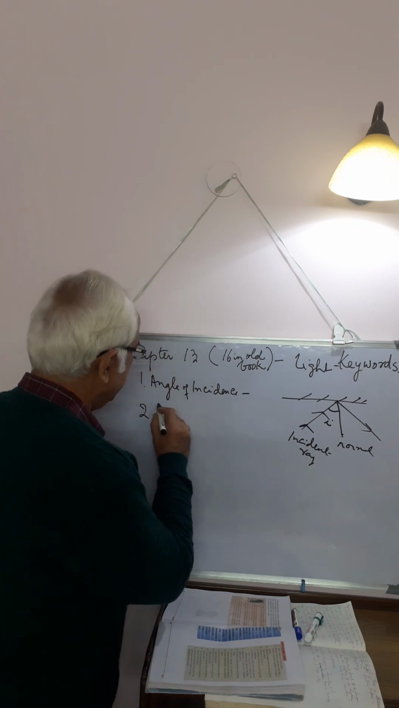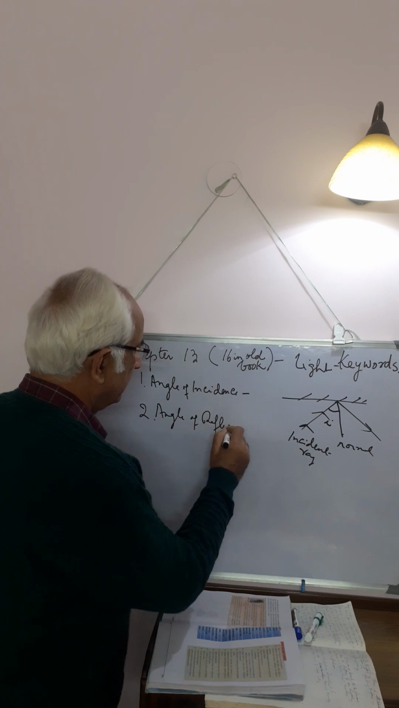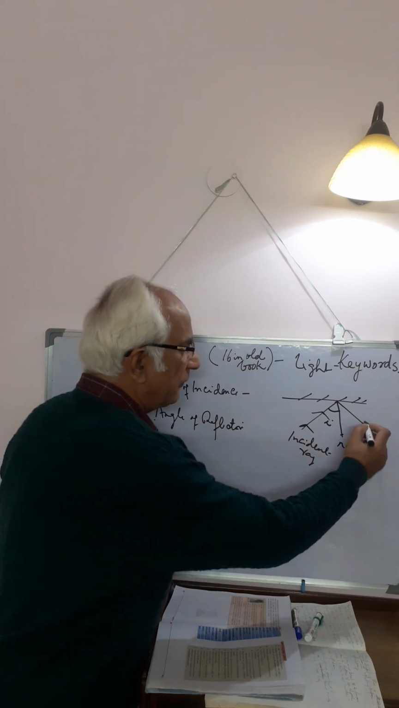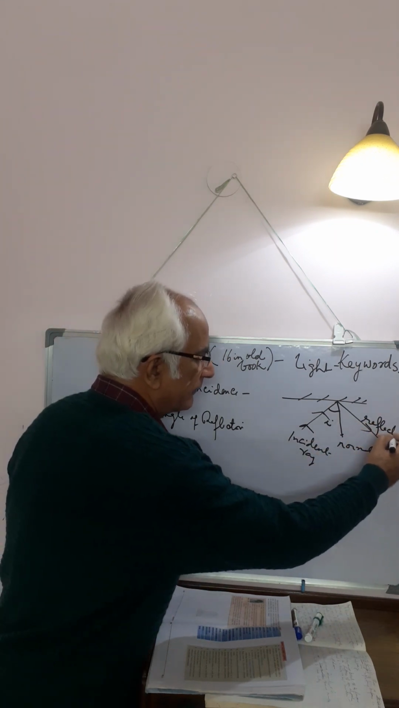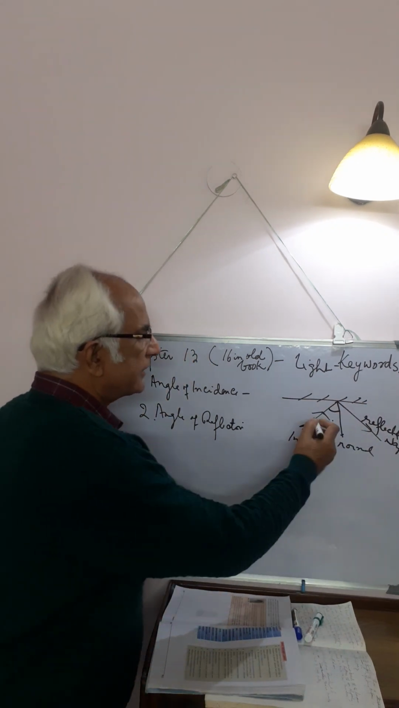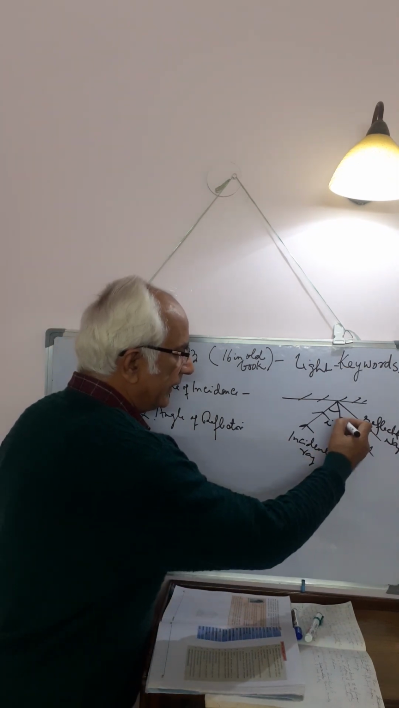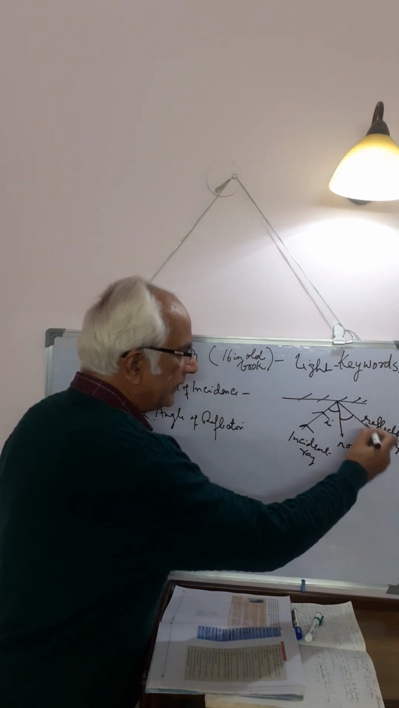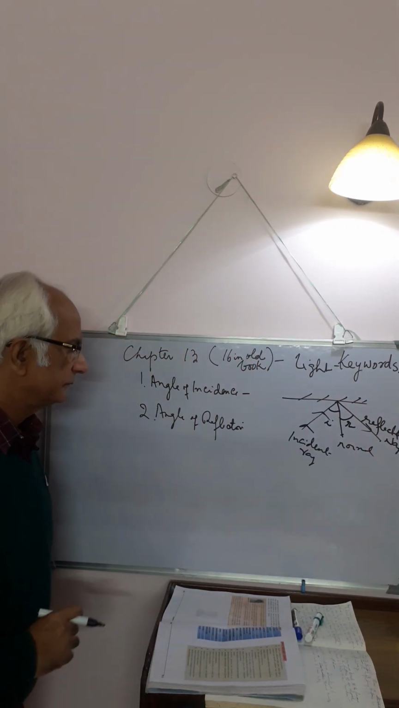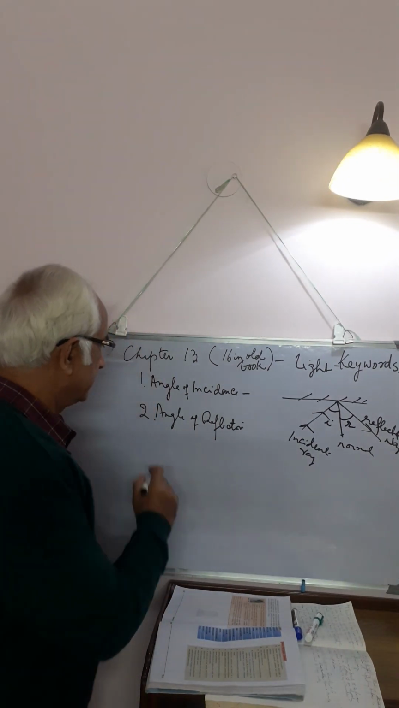Angle of reflection. This is the angle between the normal and the reflected ray. The ray bounces back at the point of incidence, and the angle between the normal and the reflected ray is called the angle of reflection. Okay? Now let's come to the third point.